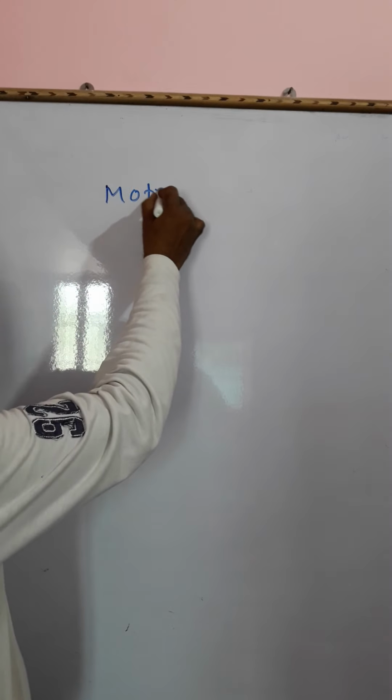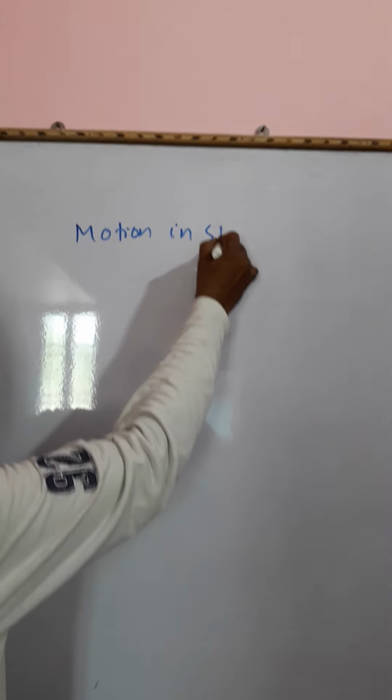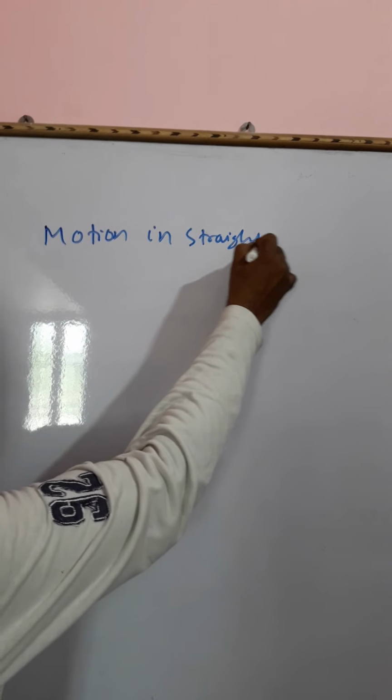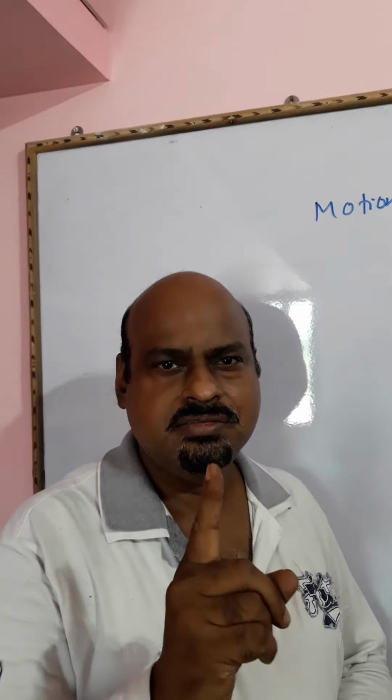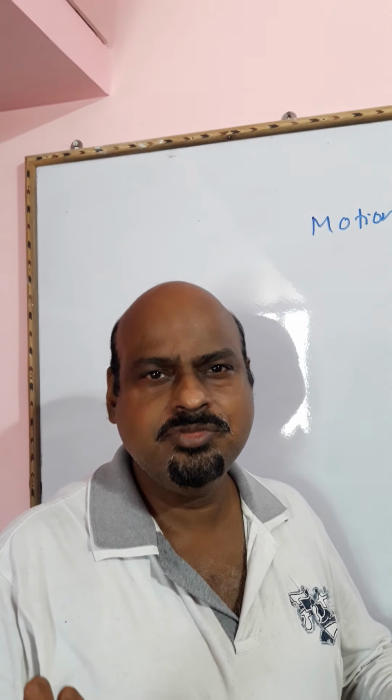Topic is motion in a straight line. A body moving in a straight line. Distance equal to displacement, that is straight line motion or one dimensional motion.